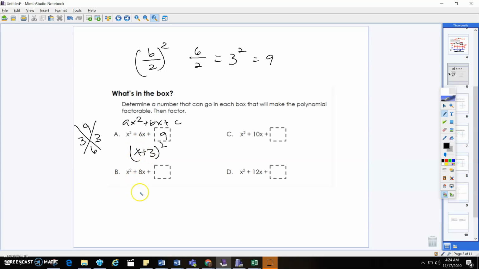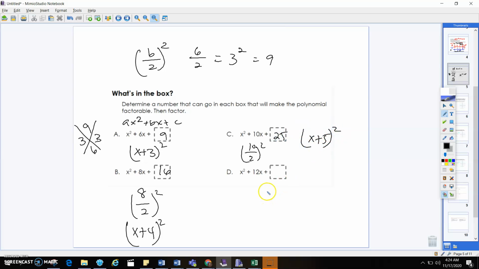Alright, so on b, you've got 8 divided by 2 squared. So 8 divided by 2 is 4. 4 squared is 16. So this factored is going to be x plus 4 squared. Over here, I got 10 divided by 2 squared, which is going to give me 25. So we've got x plus 5 squared. 12 divided by 2, which is 6 squared. Okay?